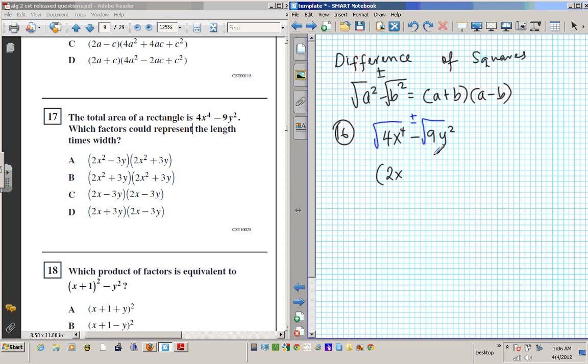Is basically 2x squared, and then we're going to add it to the square root of 9y squared, which is just 3y. This is a plus part. The minus part is going to be 2x squared minus 3y. Okay? So the square root of 4x to the fourth is basically, you just divide the power by 2. That's what square root is. You divide the power by 2, so you have that. Alright? So your answer is going to be option D.